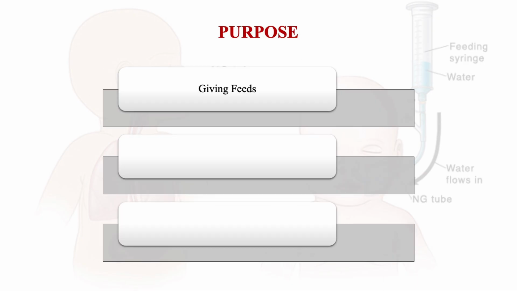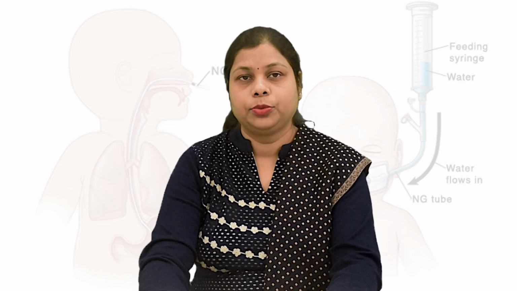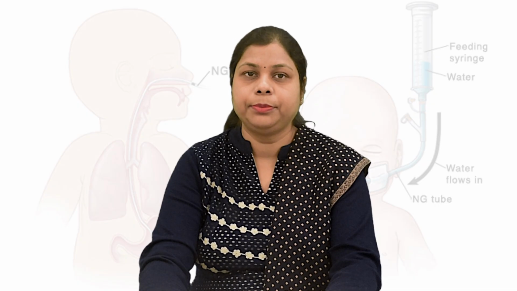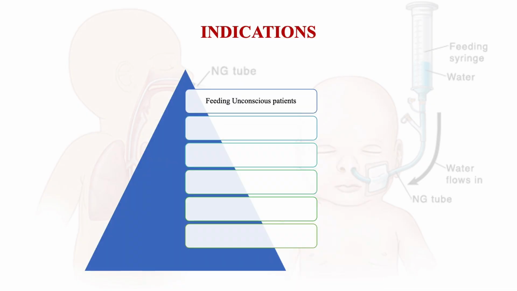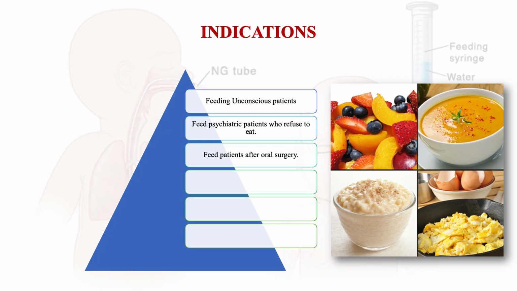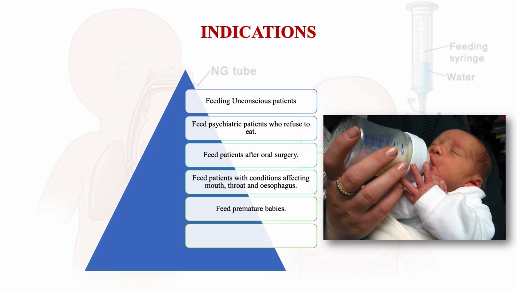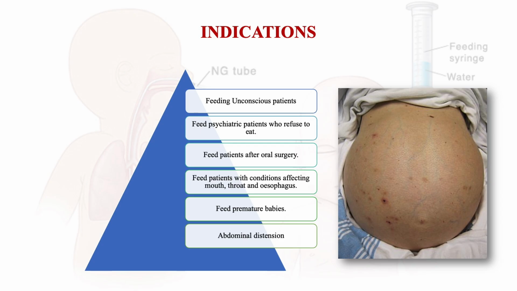The purposes of nasogastric and orogastric tube insertion are giving feeds, giving medications and gastric decompression. So basically nasogastric tubes and orogastric tubes serve these three purposes. Talking about the indications of NG tube insertion and OG tube insertion, the indications are: feeding unconscious patients, feeding psychiatric patients who refuse to eat, feeding patients after oral surgery, feeding patients with conditions affecting the mouth, throat and esophagus, feeding premature babies, and abdominal distension.